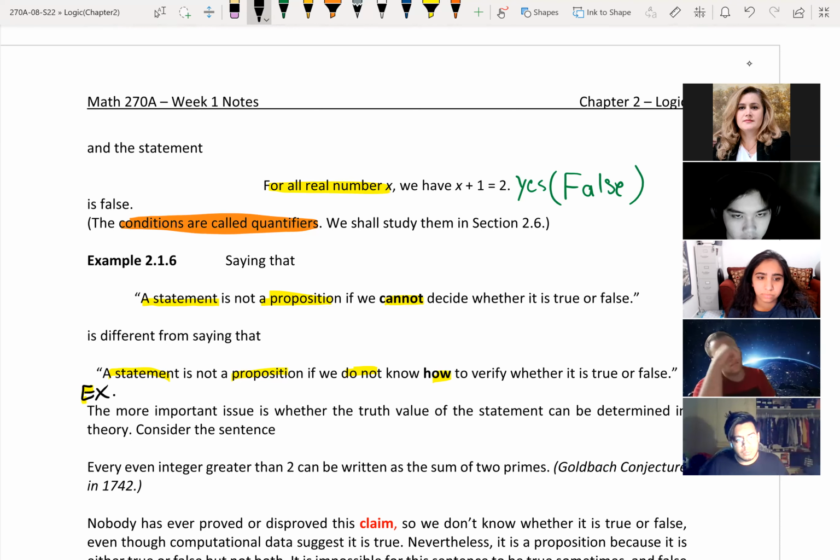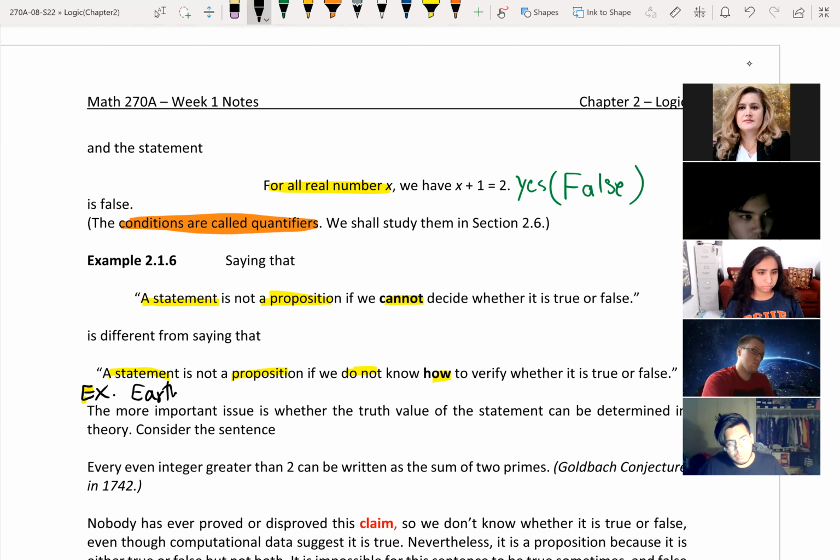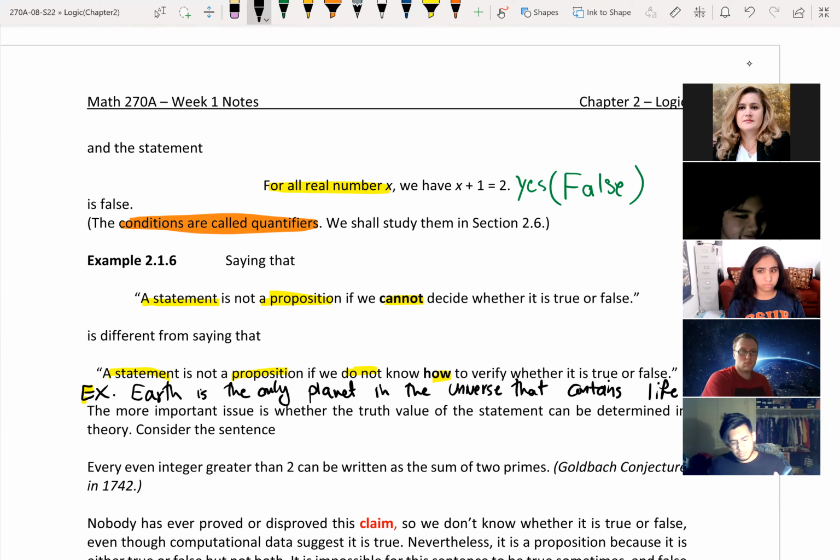So the statement is not a proposition if we don't know how to verify the truth value, okay? So my example says: Earth is the only planet in the universe that contains life.